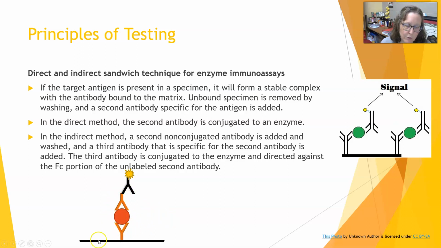So you have the matrix, you have the capture antibody, you have the antigen, and then you have the antibody, hopefully in the patient's serum, that is going to be complement to that antigen. And the third antibody that's reacting with the second antibody is the one that's labeled, and that would cause a color change. And so there's going to be wash steps in between this stuff here.